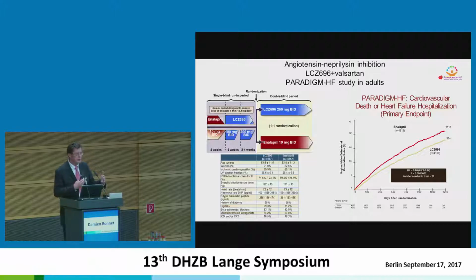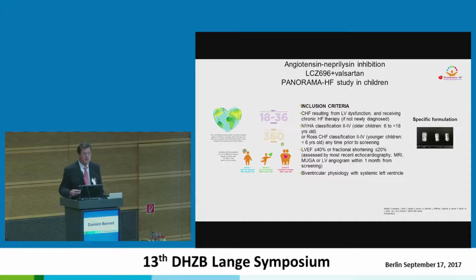It's a comparison between LCZ and valsartan and enalapril, and there was a superiority of this new drug, Entresto, for the primary endpoint, hospitalization and mortality. And there is an ongoing trial in pediatrics called PANORAMA-HF that will include more than 300 children with LV ejection fraction below 40. And it's a quite homogeneous group of only dilated cardiomyopathy with limited causes. And if it is a systemic ventricle, it should be a left ventricle to participate in the study. And there is a specific galenic.